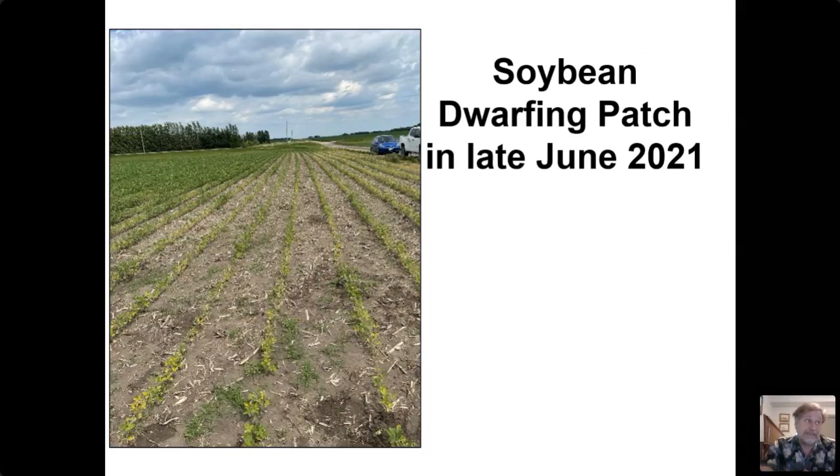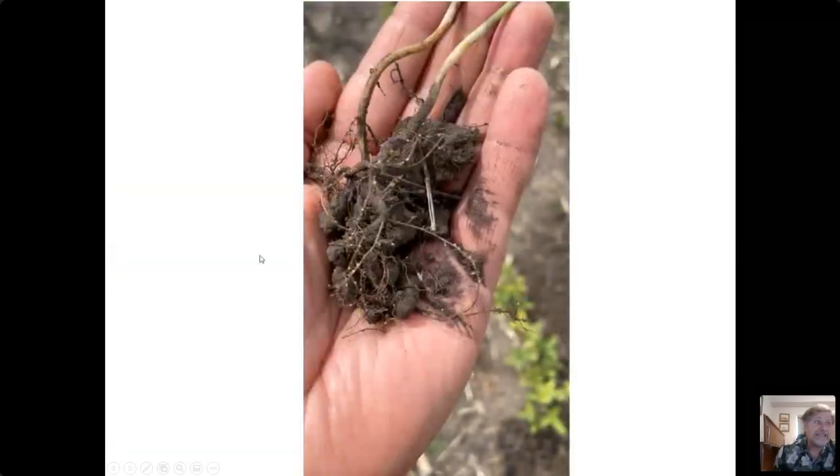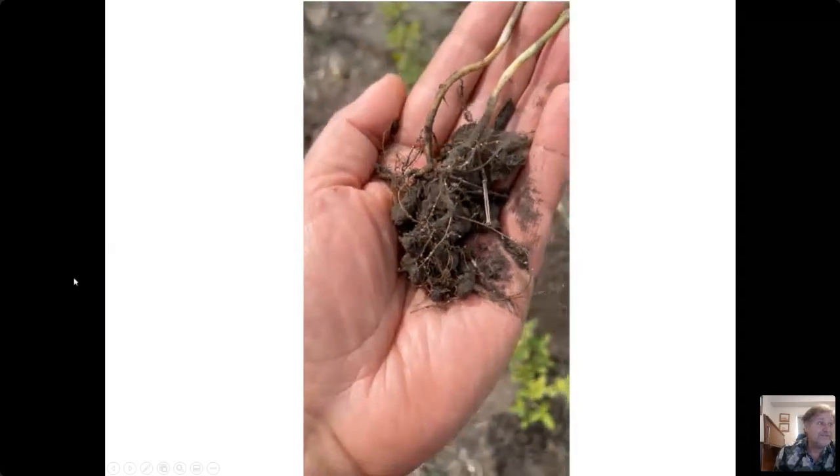Now, something happened this year. We got a phone call from an agronomist, crop consultant, saying there's a really bad patch of soybean in late June, and this is the patch here, and you can see the yellowing, the stunting. You can see that this portion here is probably not going to close canopy anytime soon, and you can see the good areas over here of soybean. And when looking at the soil, you can see cysts here.